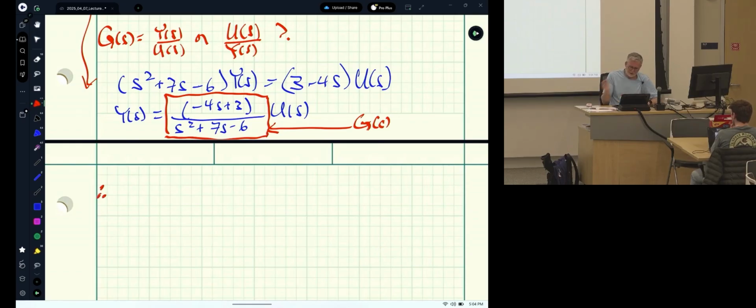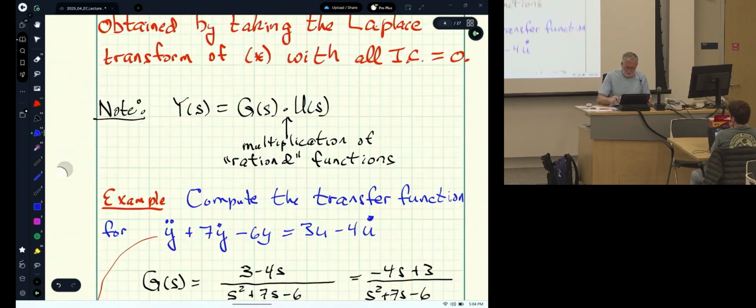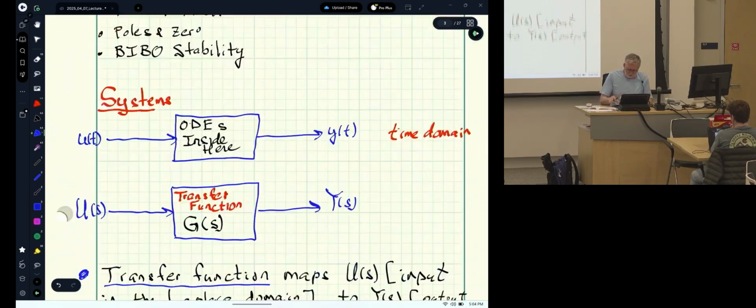And so now if I divide both sides by U of s, I get Y of s over U of s equals minus 4s plus 3 over s squared plus 7s minus 6. And that's, by definition, the transfer function. Okay? So that's the mnemonic. Here's a picture you can keep in your head.